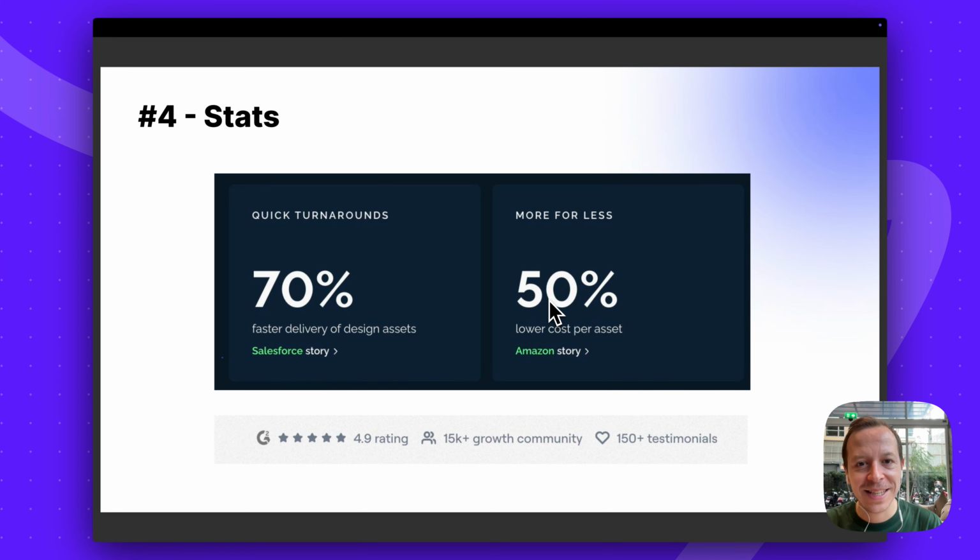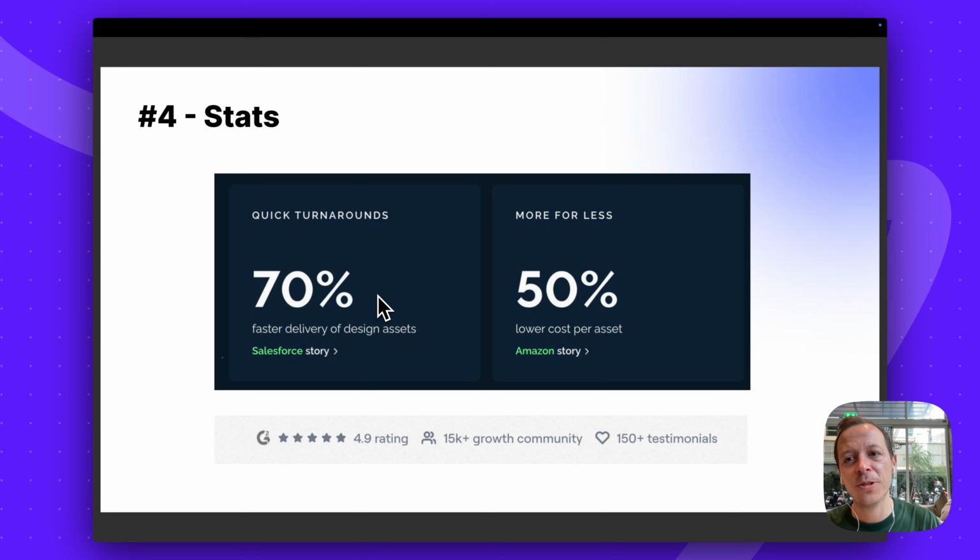Number 4 is stats. Stats, super good. Two examples here. First one, I think this is also from Clay. They are using 3 different examples here. First of all, a rating from G2 in this case. Then they said they have a community of 15,000 people. So how can 15,000 people be wrong about the power of the tool? And then there are 150 plus testimonials, so you can read through them and you really think, okay, this is something awesome.